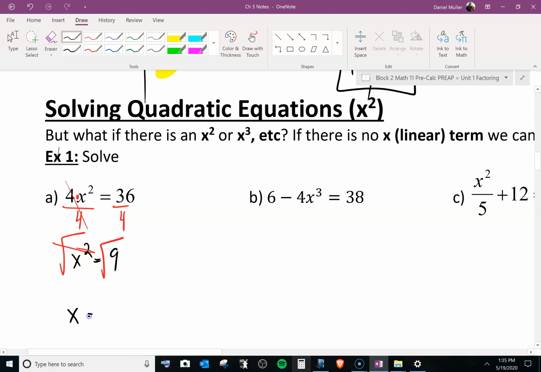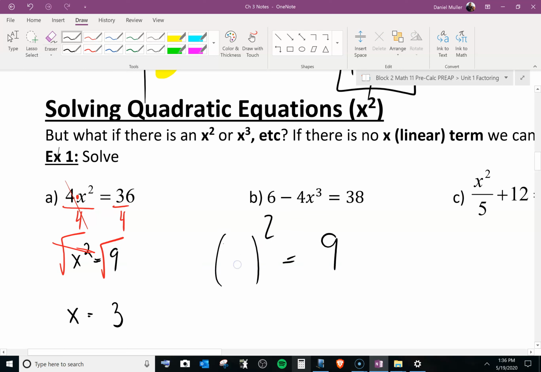So I get x is equal to the square root of 9, which is 3. Now that is kind of true. Now say I had x squared is equal to 9, and I'm telling you that if I put a 3 in here, I'll get 9. So 3 squared, yep, 3 squared is 9.